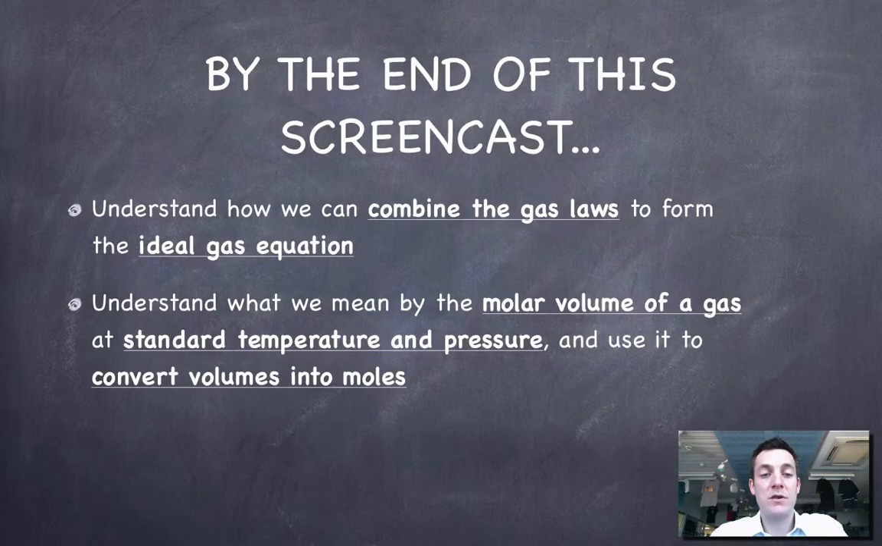Hopefully by the end of this film you'll also understand what we mean by the molar volume of any gas, what standard temperature and pressure have got to do with anything, and we'll be able to use the molar volume of a gas to convert moles into volumes and vice versa.